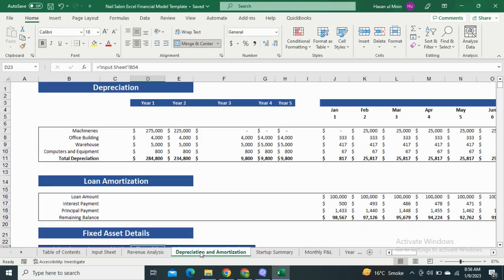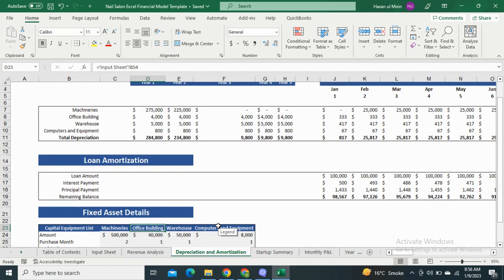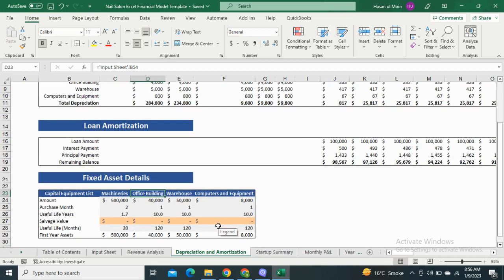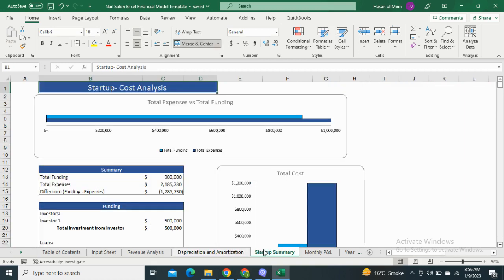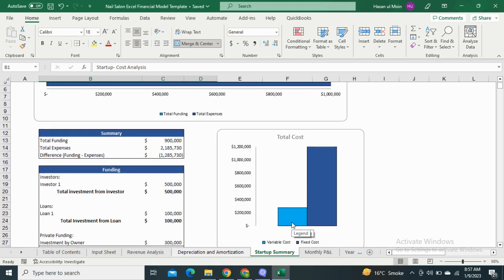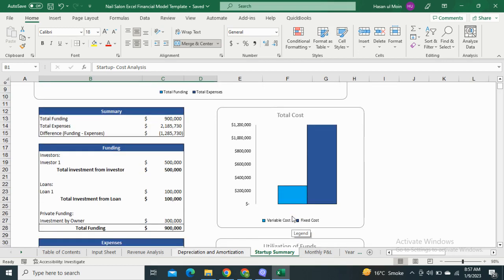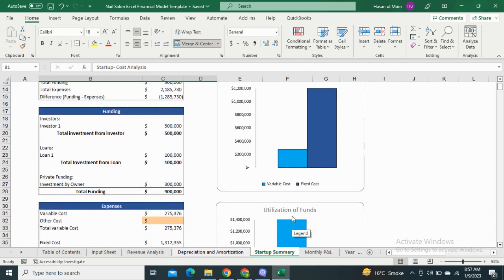Moving on to the depreciation and loan amortization schedule, which shows the reduction in the value of your assets for the next 5 years, and the loan amortization schedule, which shows the monthly principal and interest payments. Moving on to the startup summary. The startup summary is the estimation of how much investment is required for the business, and it also consists of a graphical representation of total cost and the utilization of funds.